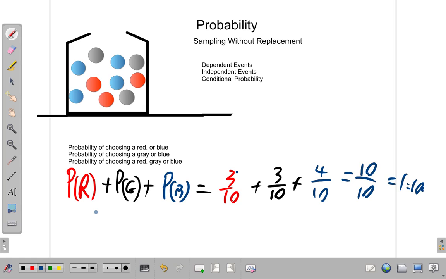That is 100%. That's why I said you didn't have to calculate that, because what choice do you have? You have only red, gray, and blue marbles here. You don't have any other. So the probability of you picking either red or gray or blue is 100%.